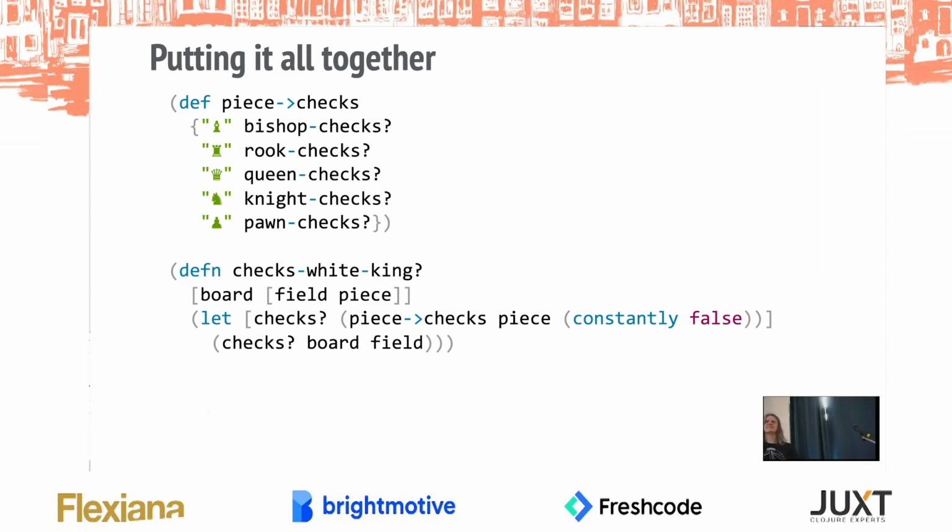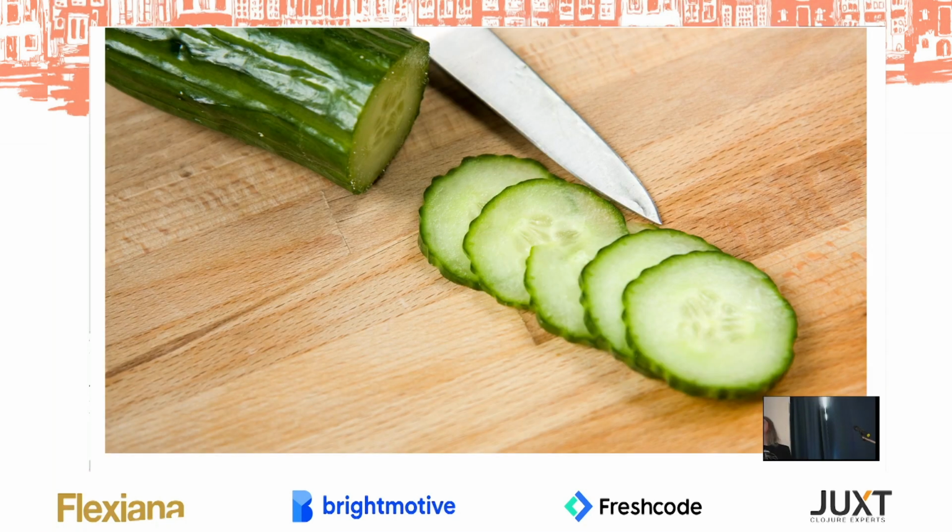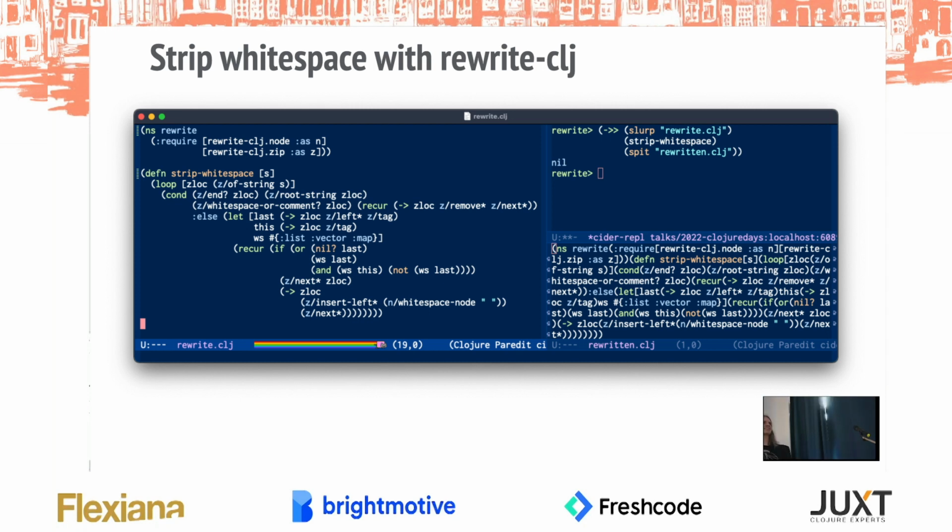pretty much it. Then we can write a map that maps the type of piece to the function that checks the check. And that's our first solution, and it's too long, but it's a start. So let's try chopping, chop, chop, chop. So first thing that comes to mind is stripping waste plate, and you can do it manually.